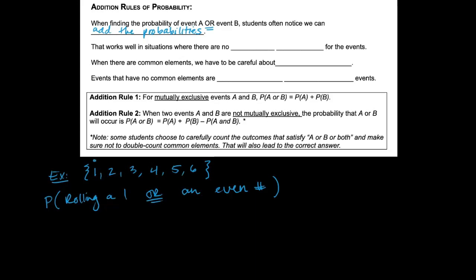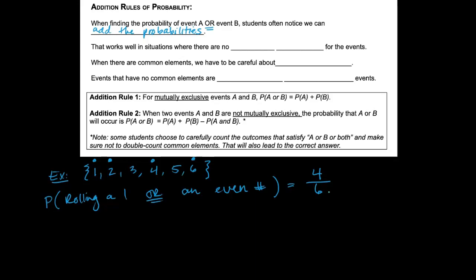So I've got a 1, so I'm going to count that. 2 is even, I count that. 4 is even, and 6 is even. So then I look and I say, oh, I have 4 that satisfy these conditions out of 6 total. So the probability of rolling a 1 or an even number is 4 out of 6, and we could reduce that. I'm just going to leave it 4 out of 6.